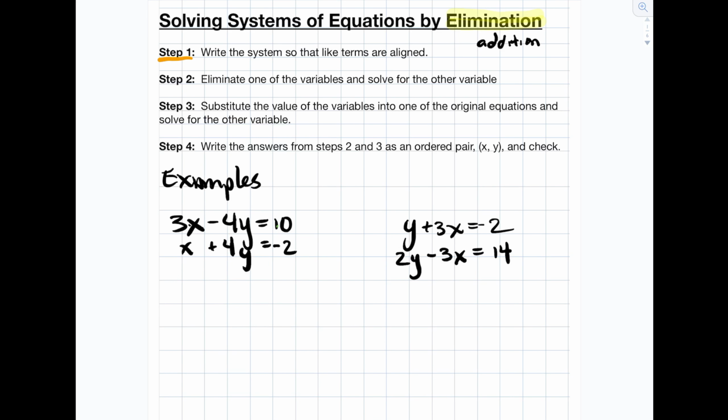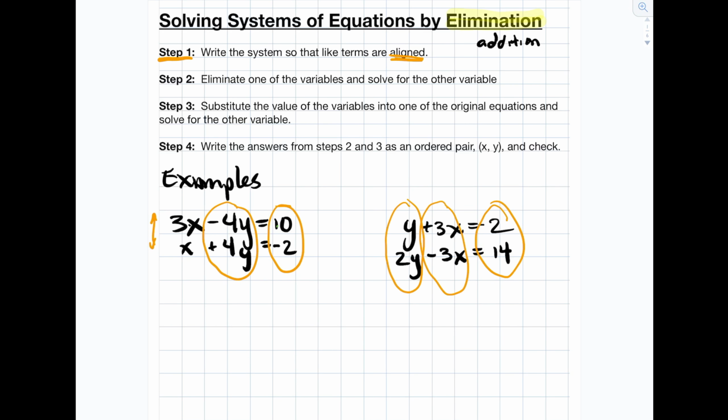The first step is to write the system so that the terms are aligned. Aligned means that these like terms are aligned straight up and down. So our x variable is aligned, our y variable is aligned, and our constants are aligned. The same is true about this example over here. The equal sign is aligned as well. All right, so that's step number one.